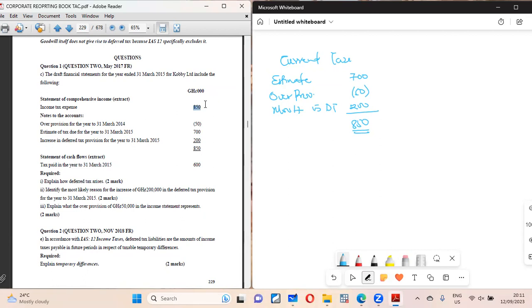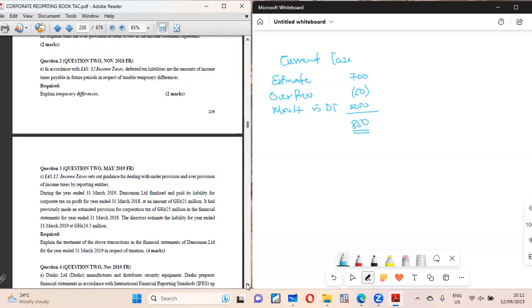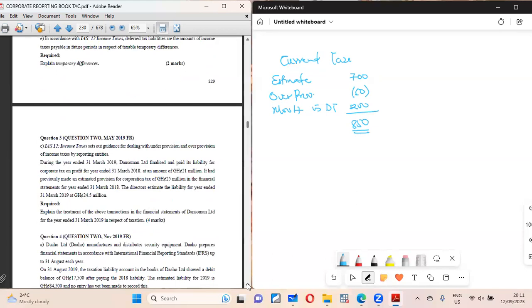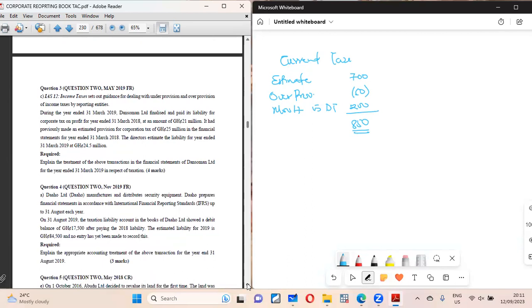That's that. And you see in here that the tax they have actually paid is 600. So in the following year you will have the same issue of 250 that is underpaid. All right, so that is how it is. Anyway, you still have some corporate reporting ones from May, financial reporting ones. So let's pick one of them and deal with it.